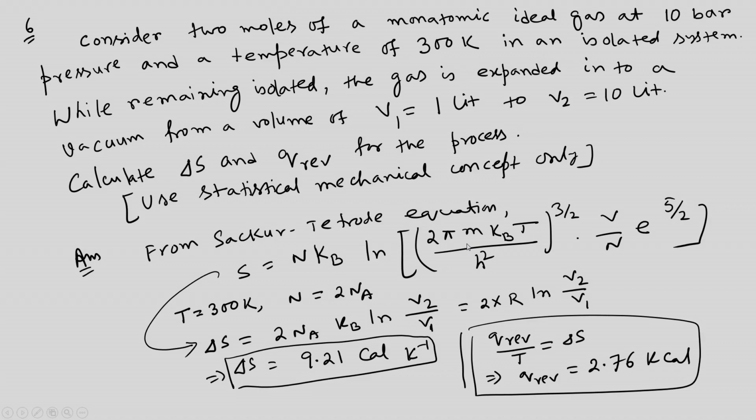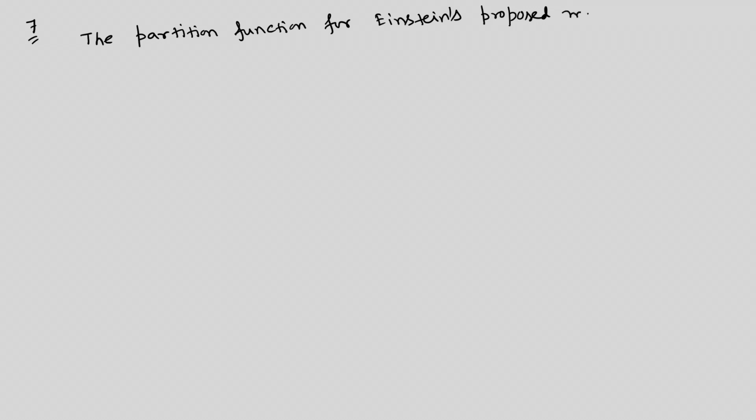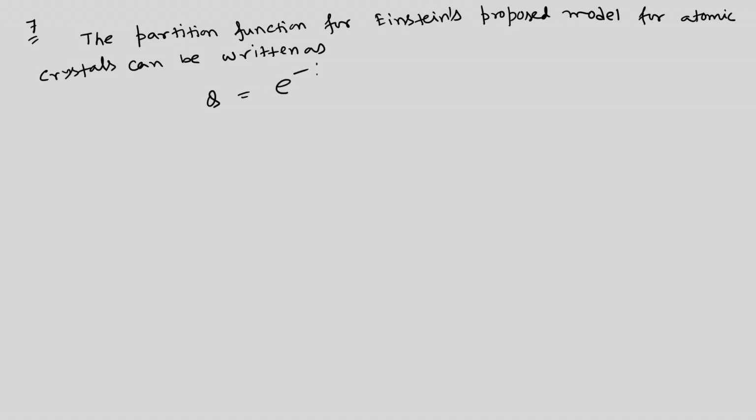Next, we will discuss another interesting problem. The problem says the partition function for Einstein's proposed model for atomic crystal can be written as Q is e to the minus beta u naught e to the minus beta h nu by 2 by 1 minus e to the minus beta h nu.